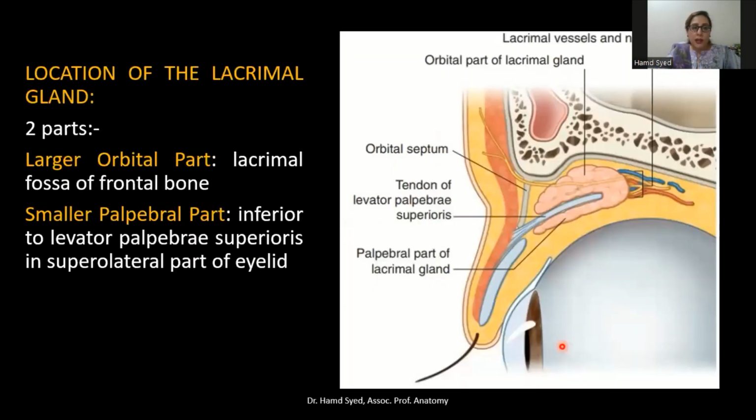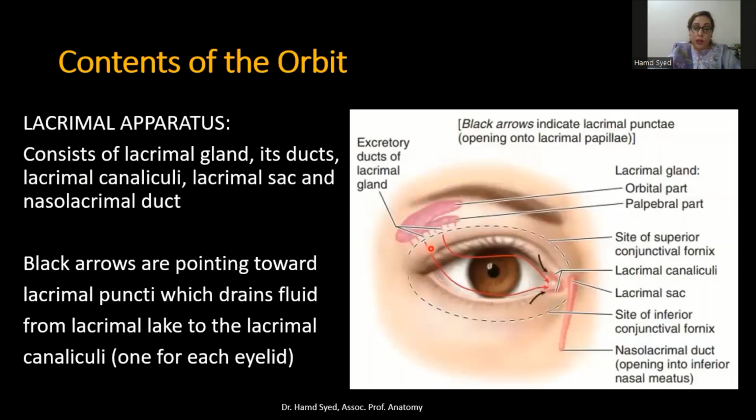Now, the lacrimal gland has two parts, as I told you. The larger orbital part, this one over here, is present within the lacrimal fossa of the frontal bone. Whereas the smaller palpebral part of the lacrimal gland is present in the superolateral part of each eyelid. So keep this in mind. Going to the previous slide, in the superolateral margin of the orbit is present the lacrimal gland, whereas the lacrimal sac is located in the inner aspect or the medial angle of the eye.